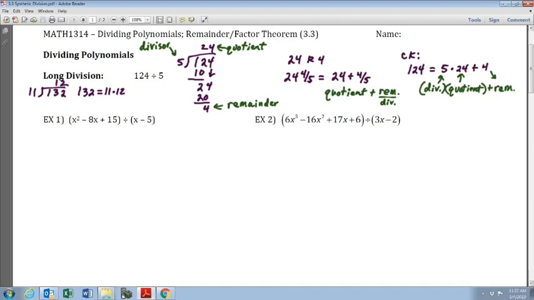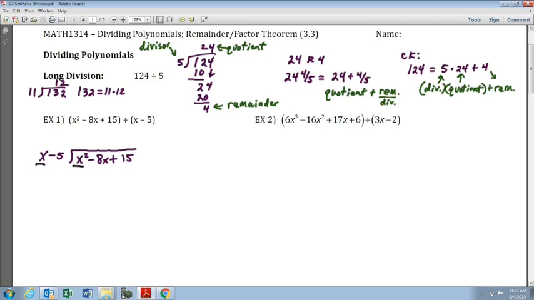So let's look at number 1 here. First of all, we would set it up very similarly. Now I don't really know how many times x minus 5 goes into x squared minus 8x plus 15. It's not like working with numbers. And so we adjust things just a little bit here. We're going to look at the leading terms. So the x here and the x squared.